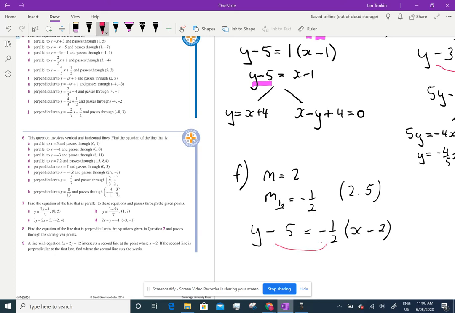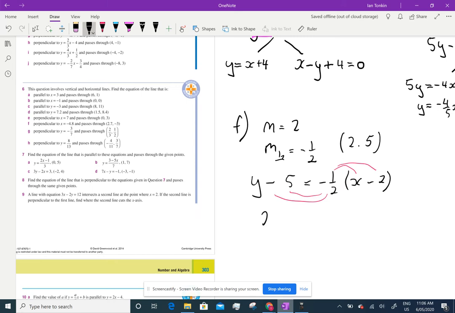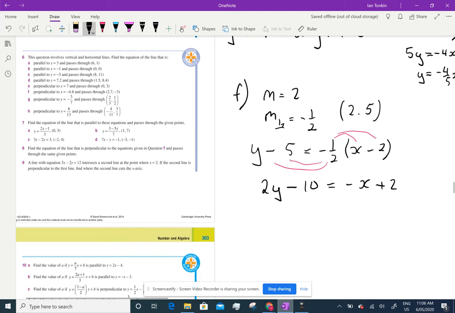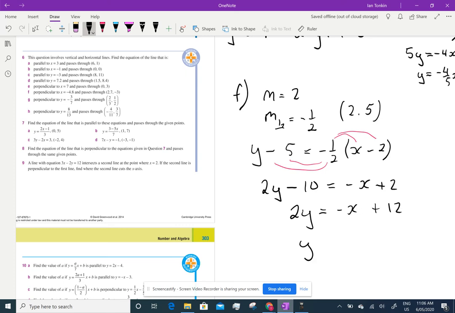Multiply the 2 against these two over here and the negative 1 against these two here. So I get 2y minus 10 equals negative x plus 2. I'm just going to write this in the y-intercept form because that's the way they're doing it in the back. So I'll go 2y equals minus x plus 12. I add the 10 over. Now divide by 2. Y equals negative a half x plus 6, because I've got to divide everything by 2. So that's F, just checking. There we go.